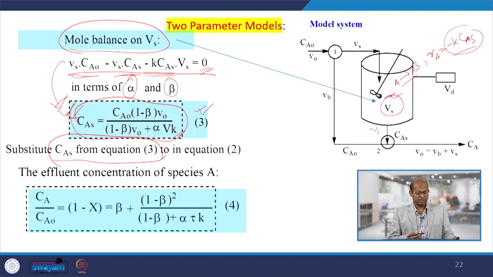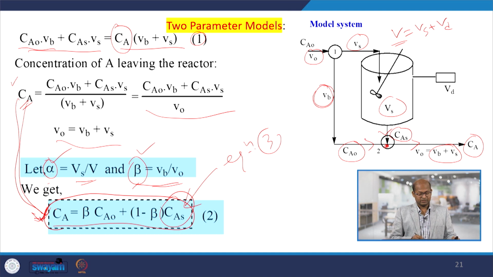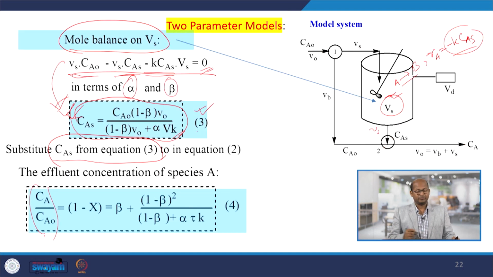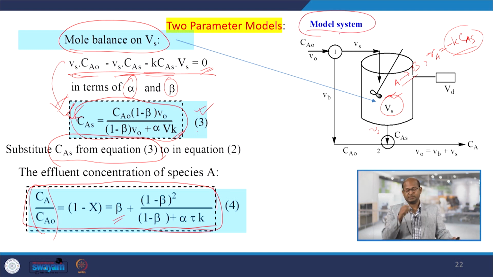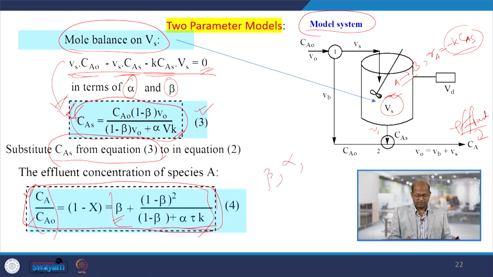Once we substitute, this is the effluent concentration C_A. On the left-hand side, C_A by C_A0 equals 1 minus x, that is beta plus a term in terms of alpha and beta. So, equation 4 has developed. From the model system we have considered, the final concentration, that is the effluent concentration C_A, equals C_A0 into 1 minus x, in terms of beta and alpha. So, if you know the alpha and beta values, we can substitute here.